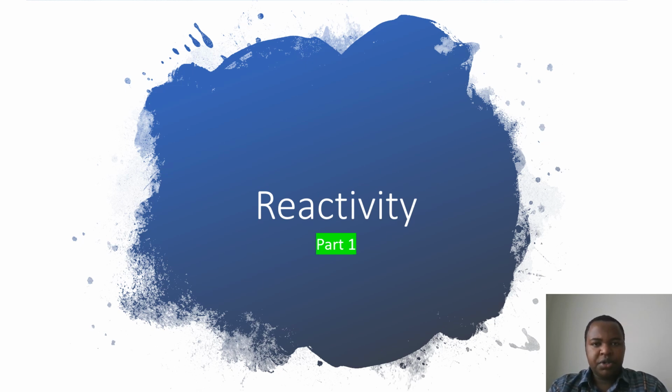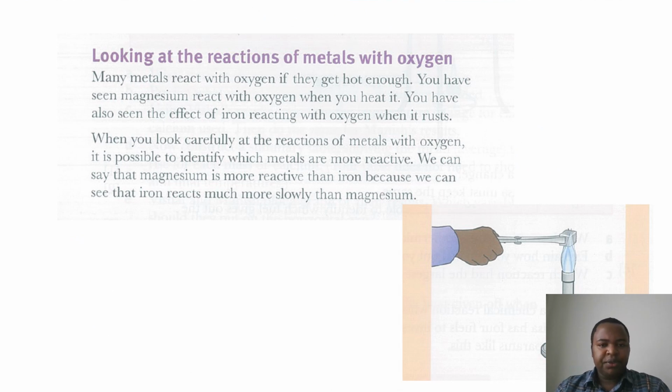To put this into context, we're going to look at how metals react with three specific things. One is how they react with oxygen. Two, how they react with water. And three, how they react with dilute acids. From those three, we can predict or come up with a ranking of metals in terms of reactivity. So the first slide here, we're looking at the reaction of metals with oxygen.